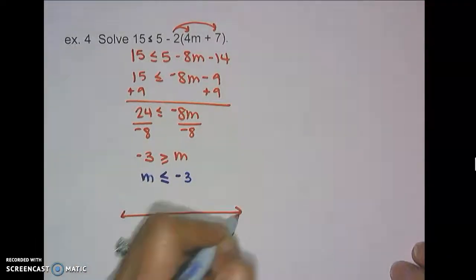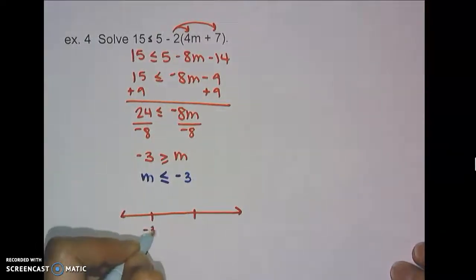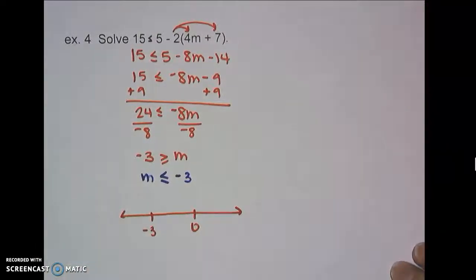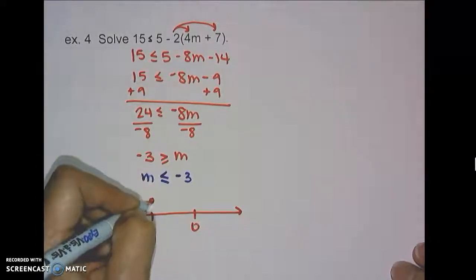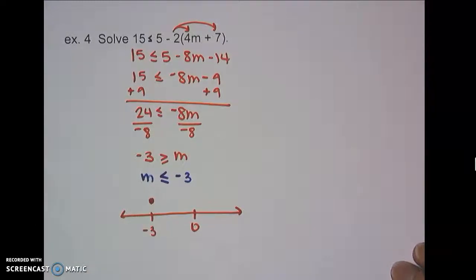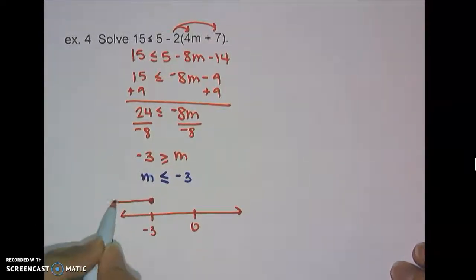We're going to draw our number line. It doesn't matter how big your number line is. -3 is going to come before 0. At -3, we're going to have a closed dot because of the equal to piece. And since m is less than or equal to -3, we're going to draw that arrow on to the right.